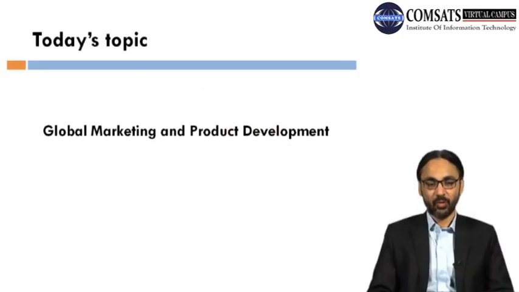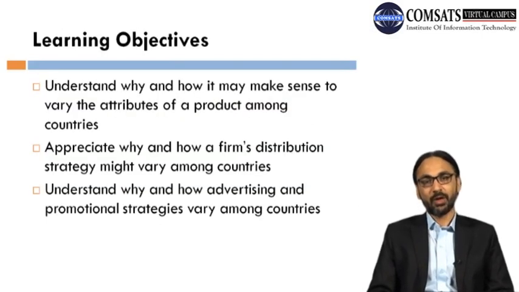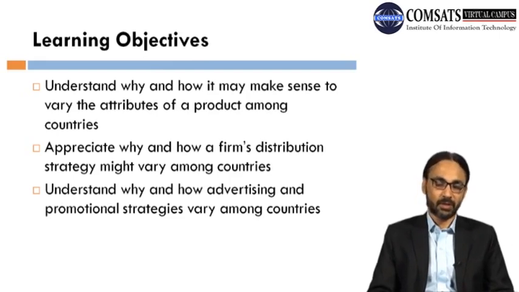Today's topic is Global Marketing and Product Development. We have three learning objectives for today's lecture. The first one is to understand why and how it may make sense to vary the attributes of the product among countries. The second one is to appreciate why and how a firm's distribution strategy might vary among countries. And the third learning objective is to understand why and how advertising and promotional strategies vary among countries.